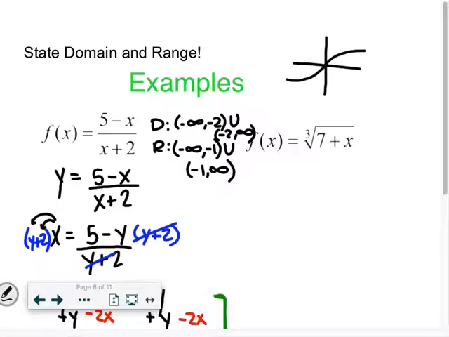Would that pass a horizontal line test? Yeah, so it means there is an inverse function. So let's find it. So I'm going to start with step 1. Switch x and y. X equals the cube root of 7 plus y.